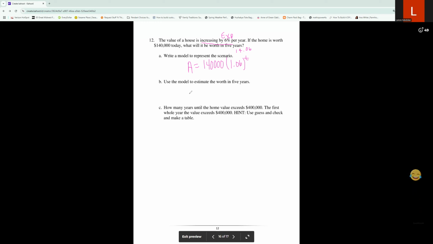We want to estimate the worth of the house in 5 years. So our future value will be 140,000 times 1.06 to the 5th. So you'll need to type this in on your calculator. If your calculator seems to give you something different than me, do the exponent part first, do 1.06, raise that to the 5th on your calculator. And then without clearing anything, times it by the 140,000. Sometimes that helps if your calculator doesn't match mine. I'm going to round this to the nearest whole. They didn't give us directions, but let's just round it to the nearest whole.